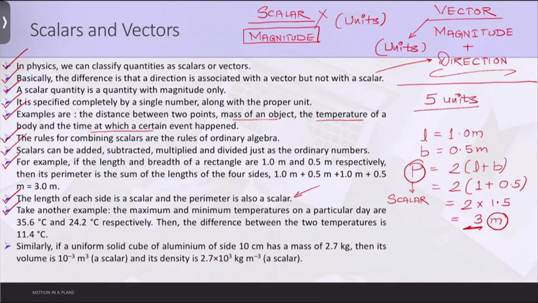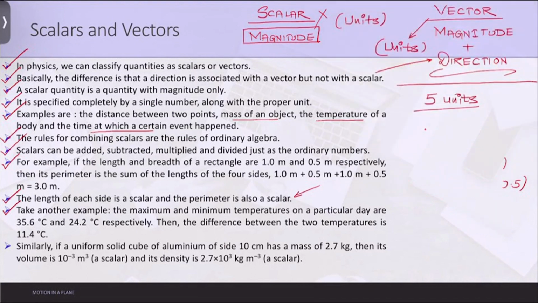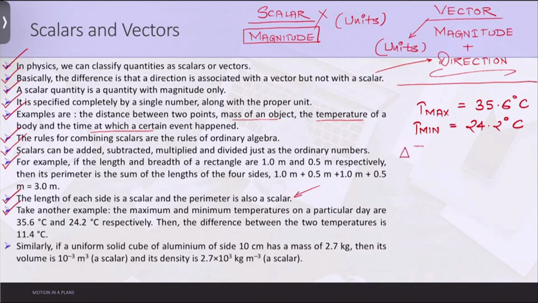The maximum and the minimum temperatures on a particular day are given respectively. Then the difference between the two temperatures is 11.4. So how is this calculated? It is given that T max is equal to 35.6 degrees Celsius and T min is equal to 24.2 degrees Celsius. So what is the difference between the two temperatures? That is delta T. We understood the concept of delta in the previous chapter.